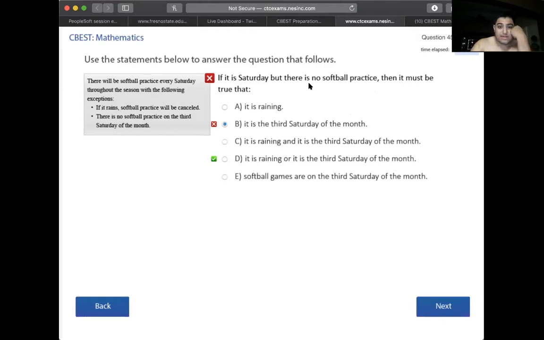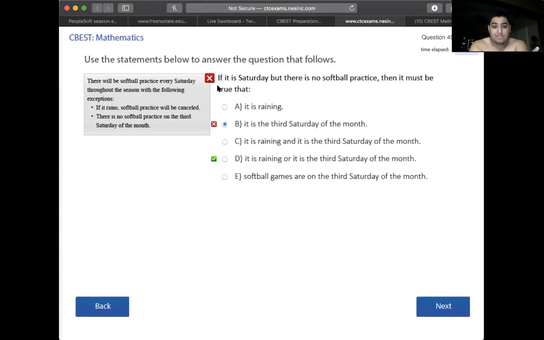And it must be true that it is raining. No, because if it was raining, it would say it's canceled. Or, it is the third Saturday of the month. That's true. It could be the third Saturday of the month. And it's saying it is raining and it is the third Saturday of the month.